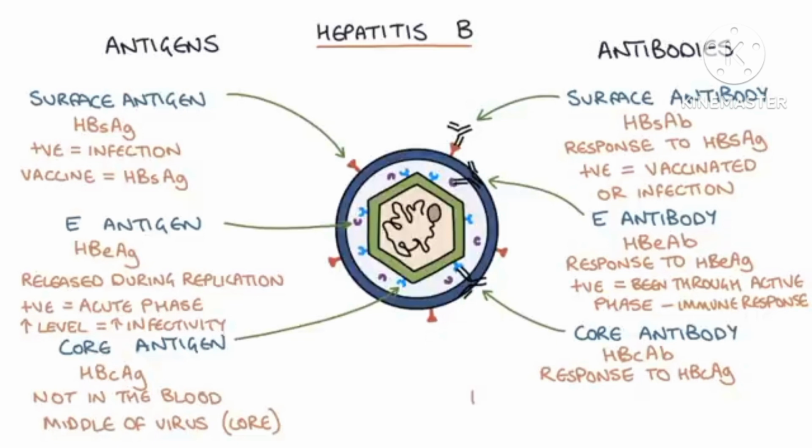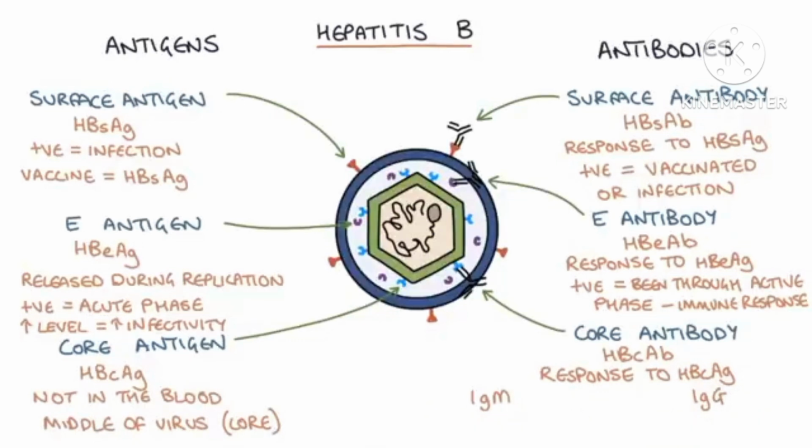And we can measure IgM versions and IgG versions of the Hep B core antibody. And remember that IgM generally is involved with acute infections, and then IgG lingers after an infection and helps protect against that infection in the future.